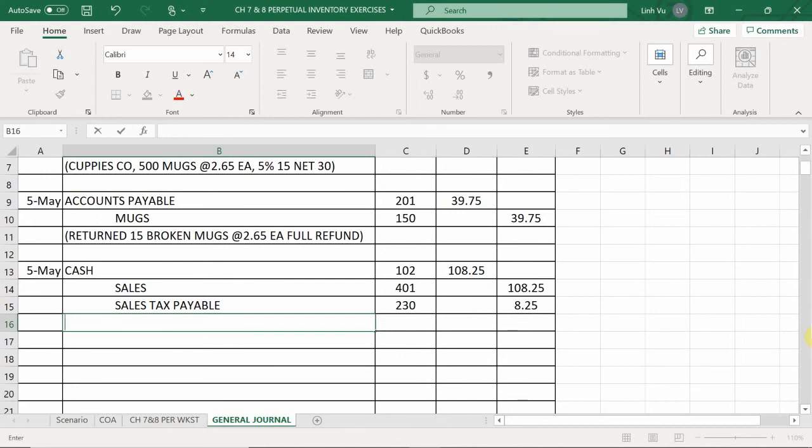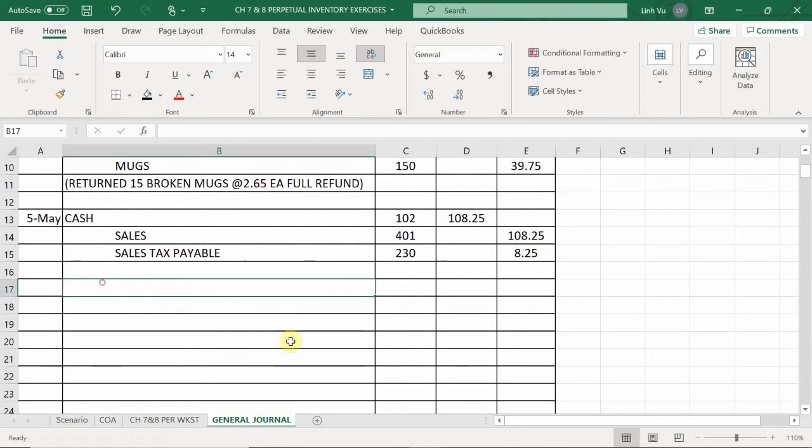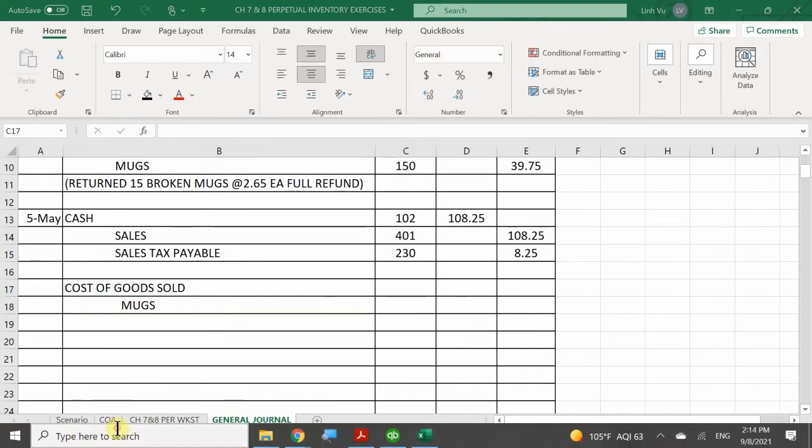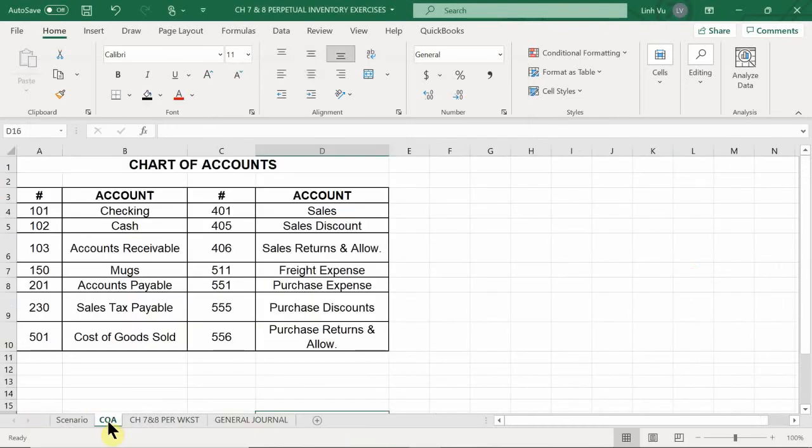The inventory. Cost of goods sold. Good. So in this case, we're subtracting inventory, that's going to be a credit, and we are debiting our cost of goods sold. Okay, let's check what those account numbers are. Chart of accounts. Cost of goods sold is 501.